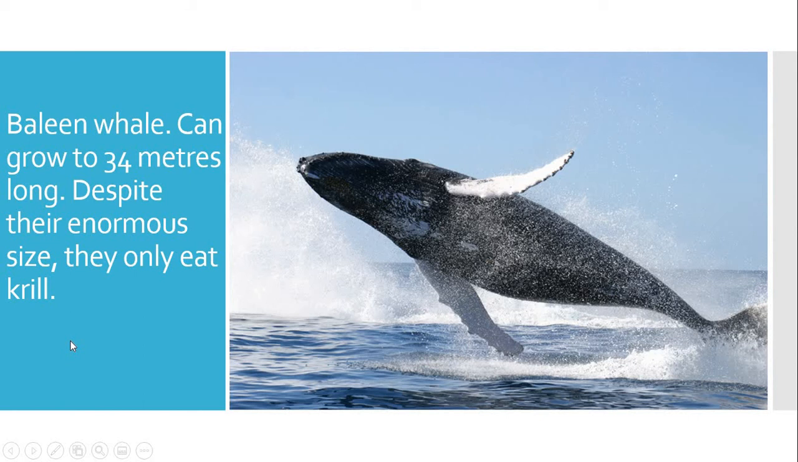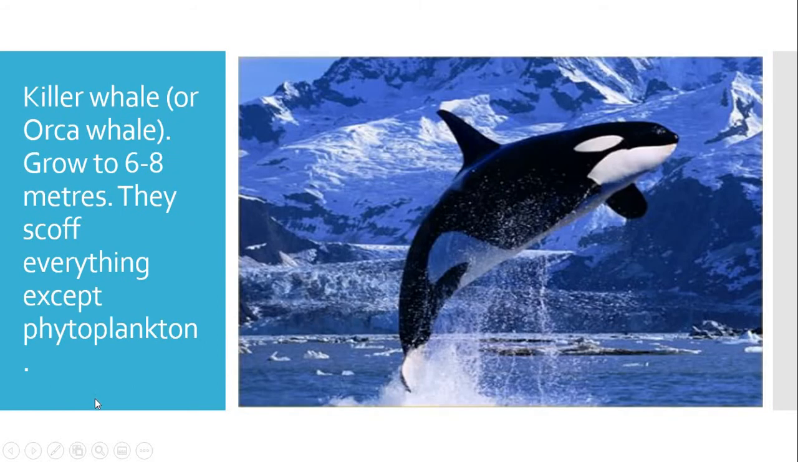Next, we have the baleen whale, can grow to 34 meters long, one of the biggest on the list. Despite their enormous size, they only eat krill. So where we've got the small 1 to 2 centimeters, our large animal, which is 34 meters long, only eats the smallest. We have our killer whale, which we saw in our inference grid. They grow to 6 to 8 meters, so they scoff everything except phytoplankton. So these are large carnivores.